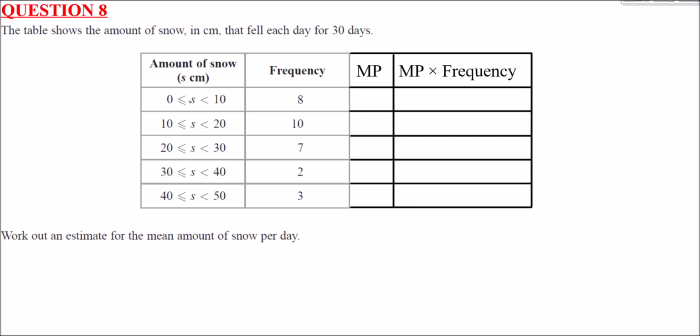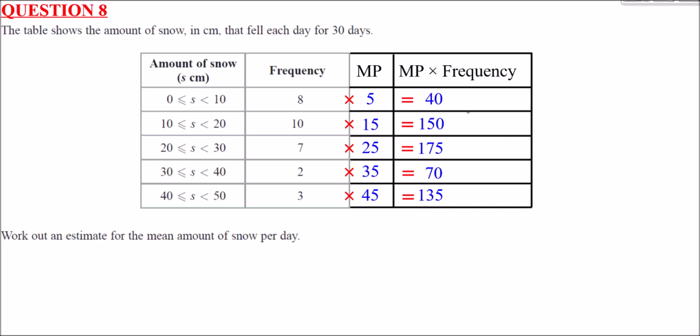So over here, the midpoint of 0 to 10 is 5, halfway between 10 and 20 is 15, halfway between these two is 25, 35, and 45. We're now going to times all of these frequencies by the midpoints and total up here. So the first one, 8 times 5 is 40, 10 times 15 is 150, 7 times 25, 175, double 35 is 70, and finally 3 times 45 is 135.